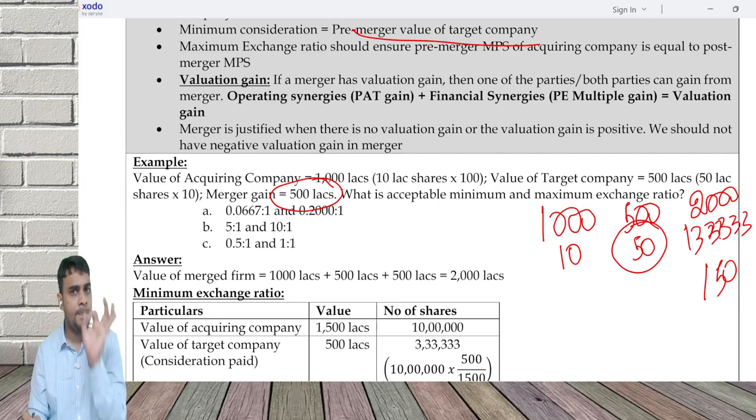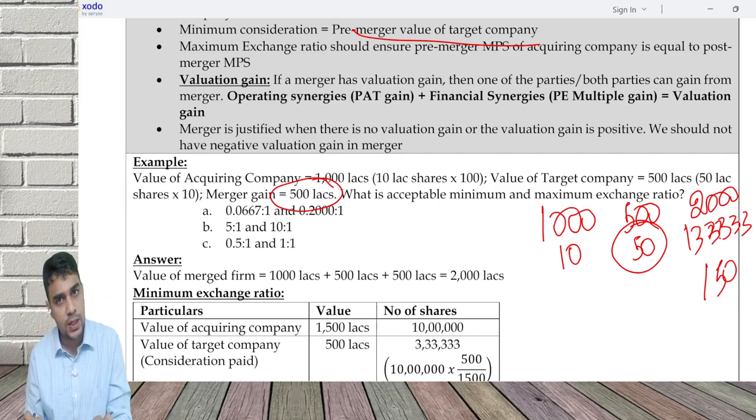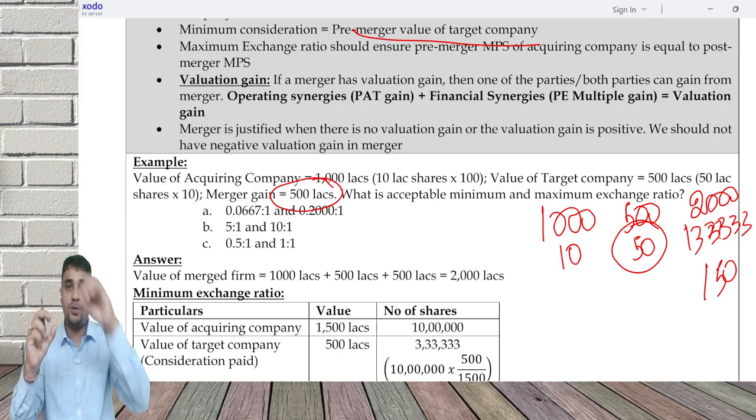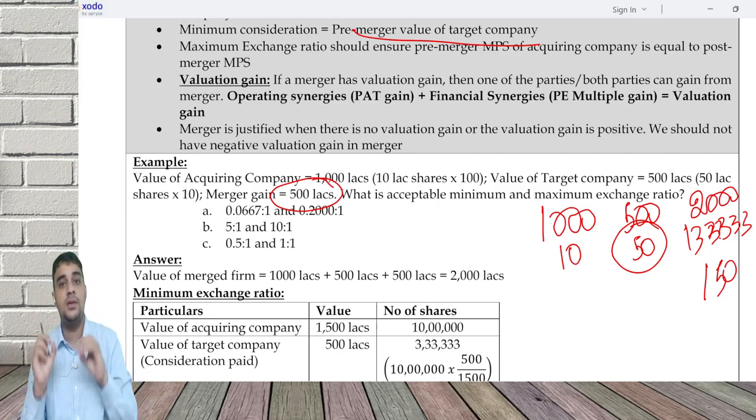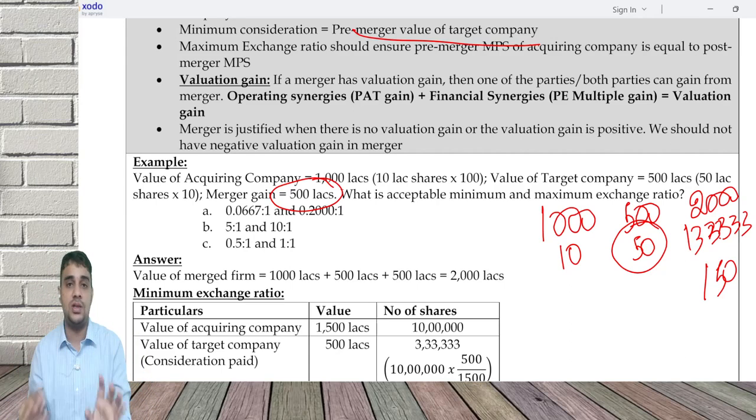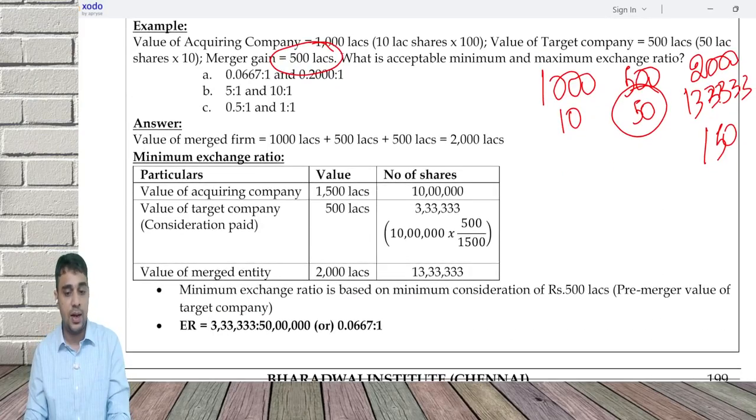I'll repeat again. Minimum consideration is equal to the pre-merger value of the target company. Maximum consideration is equal to the post-merger value of the acquiring company minus the pre-merger value of the acquiring company. How do I decide the ratio? Write the overall value. Write what goes to TC. Balance will be with AC. That is equal to their original share. Any doubts on this?